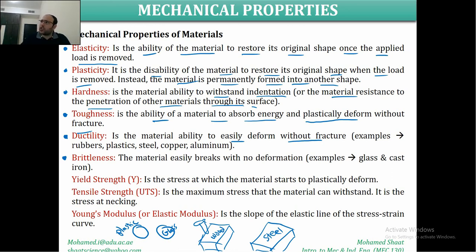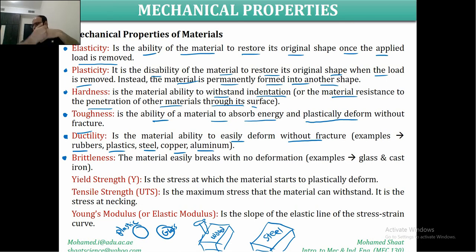So it means that as long as the material has good toughness, intuitively it is going to have good ductility in the meanwhile, right? But anyway, ductility we can understand as the material being easily deformed without fracture. Examples of materials with high or excellent ductility are rubber materials, plastics, steel, copper, and aluminum. For example, if I hand you a stick made of rubber or plastic, and I ask you to bend it, it will bend, no problem.